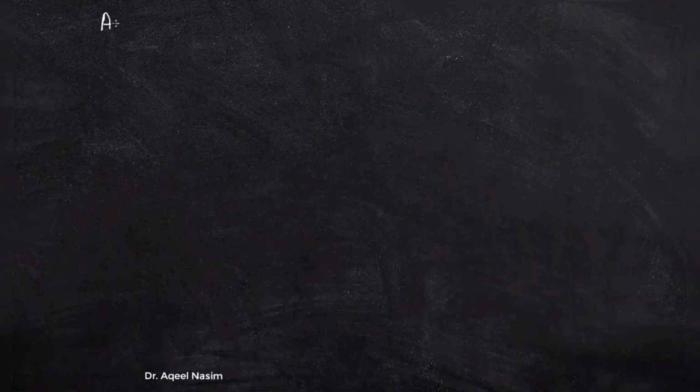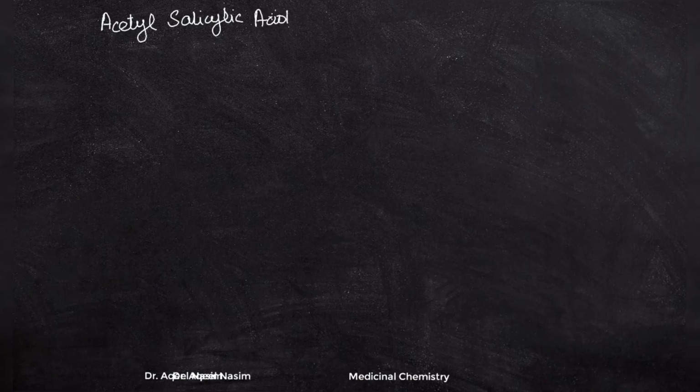Today we are going to discuss the synthesis of acetyl salicylic acid, most commonly known as aspirin. The chemical structure of acetyl salicylic acid is shown here, the derivative of benzoic acid along with the acetyl group. Now let's discuss the synthesis of acetyl salicylic acid.